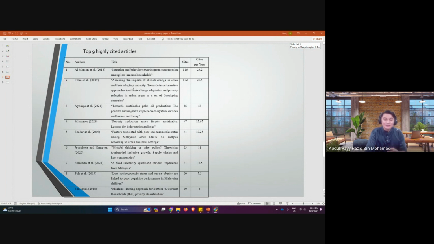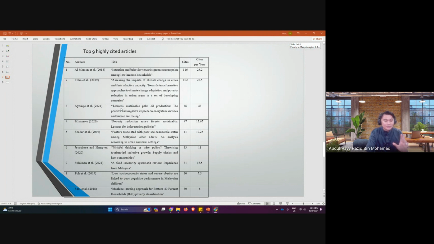Okay. However, climate change is also related to poverty, because poverty not only involves economics but also involves the environment. Even though here it also mentions poverty. So, towards the transformative approach to climate change adaptation and poverty reduction in urban areas. So it's involving poverty.